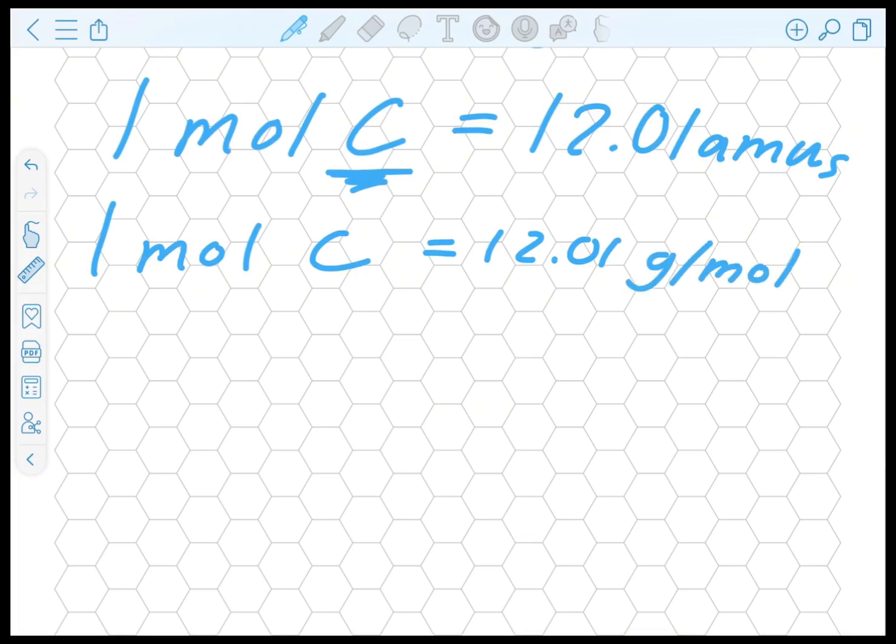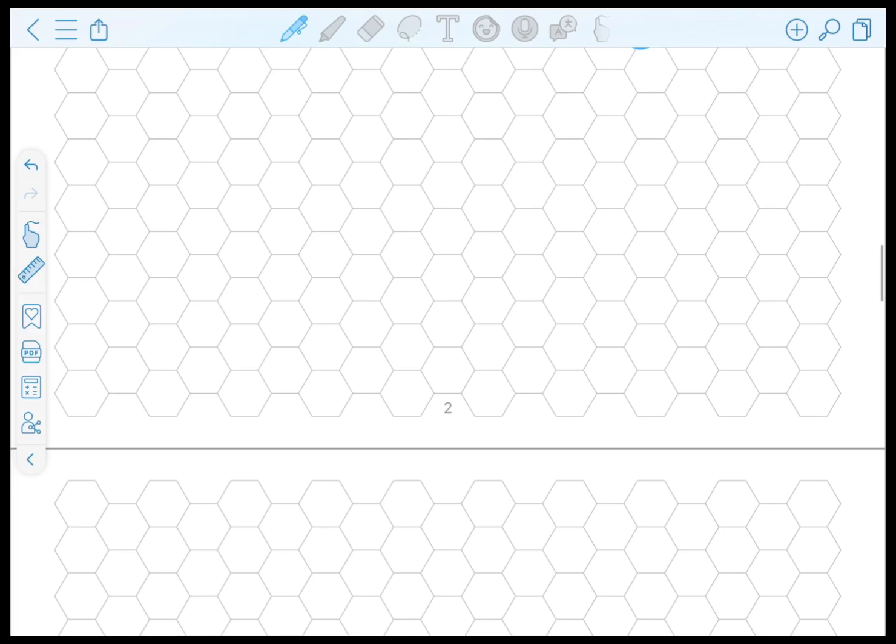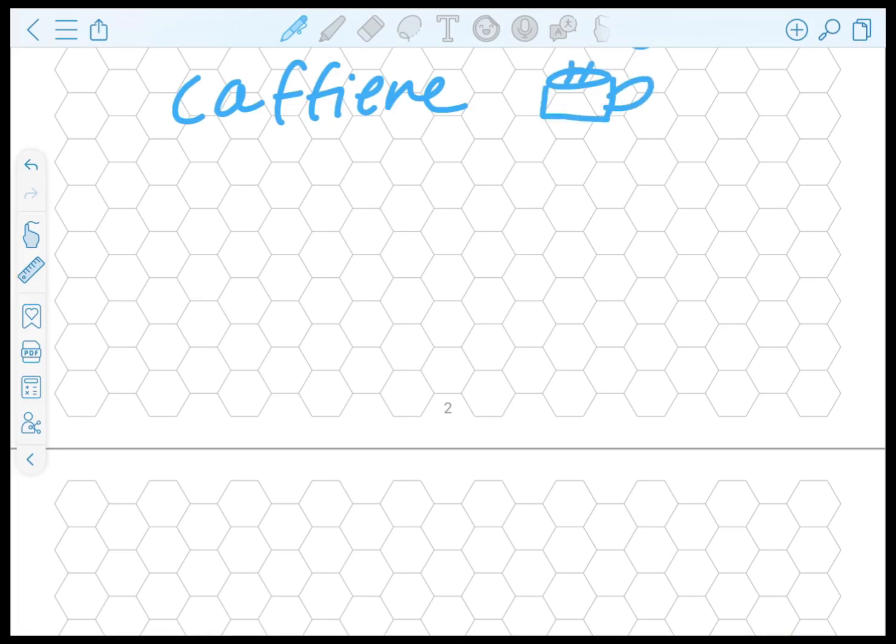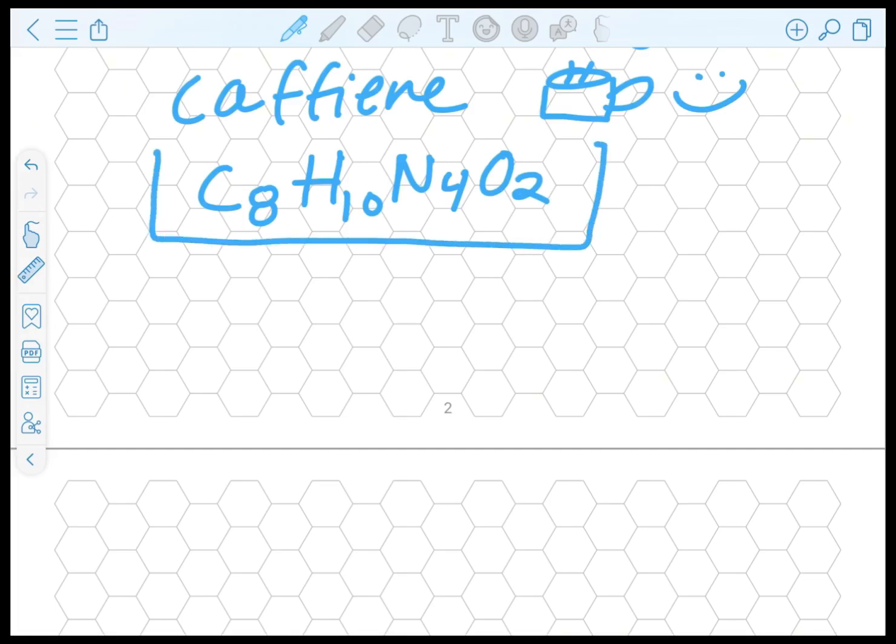Now, let's go back to a more complex molecule, like our glucose. But in this case, let's use a new one. Let's look at caffeine. Not really a big coffee drinker, but it's okay. We have 8 carbons, 10 hydrogens, 4 nitrogens, and 2 oxygens. Now, there's more steps in finding these molar masses of a mole in these more complex compounds.